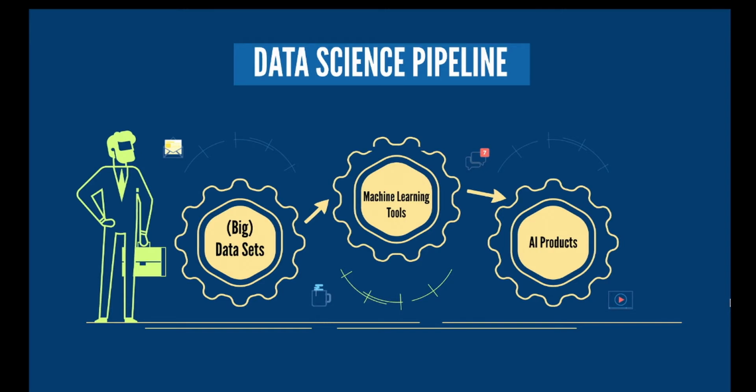So hopefully by the end of the video, you'll be able to see how these topics relate to each other and how they form kind of a data science pipeline, and how you move from data sets to machine learning tools and finally to AI products. All right, so the first term we're going to talk about is machine learning.